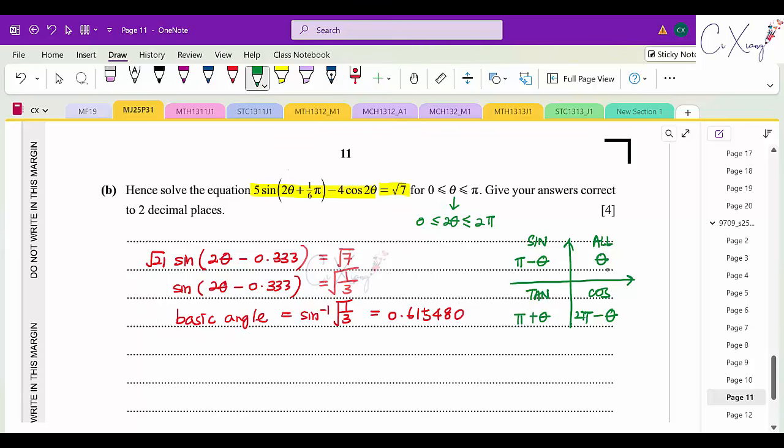So you ask yourself, in the first quadrant, is sine positive? Yes, right? So to get the answer from this quadrant, we are using the basic angle. So I just substitute by using the basic angle, 0.615480.